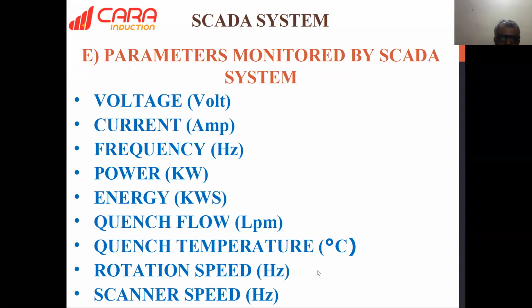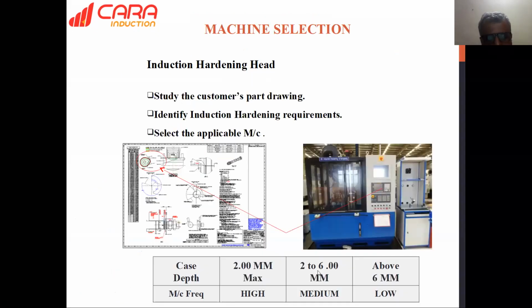So in the SCADA system, we are controlling voltage, current, frequency, power, energy, kWs, quench flow, quench temperature, rotation speed. So the SCADA system is helping a lot.